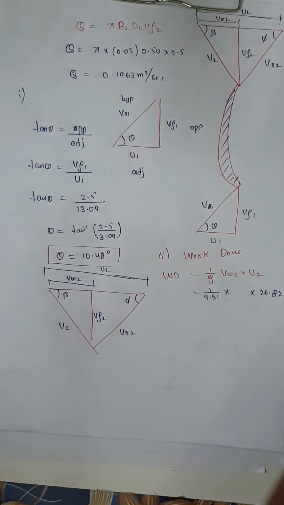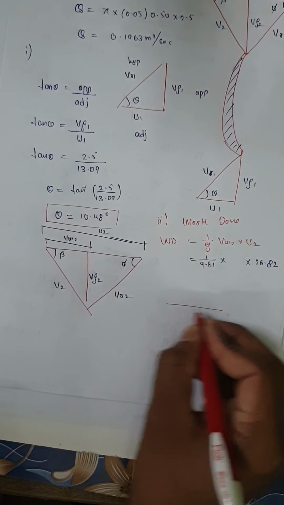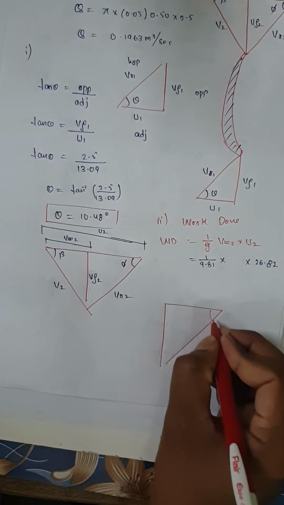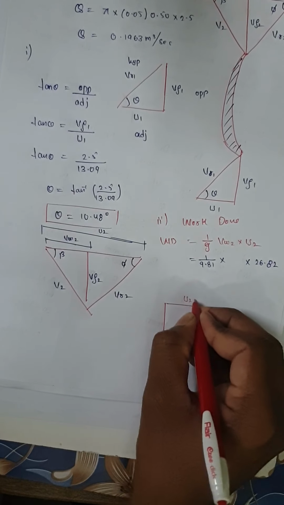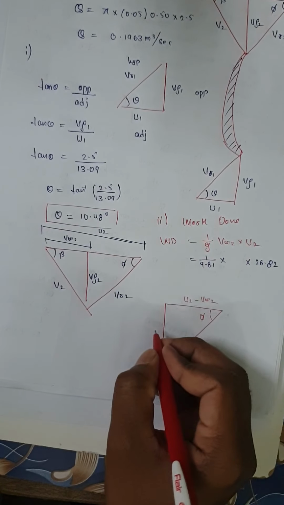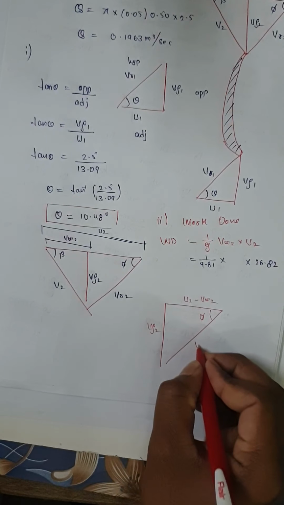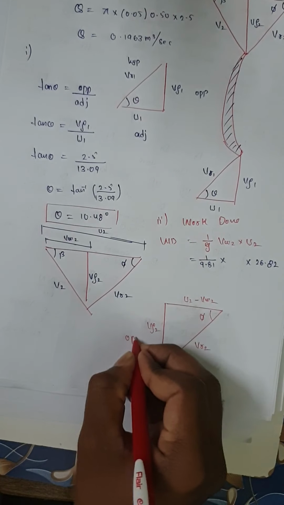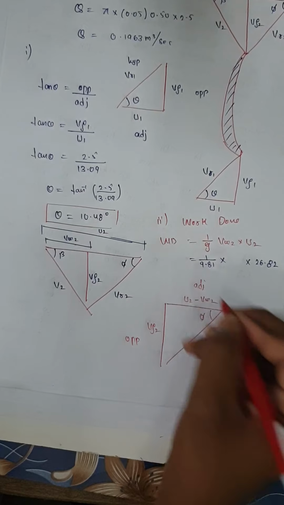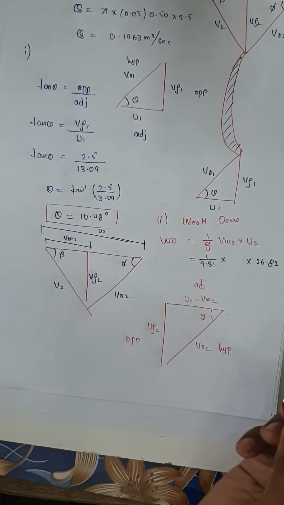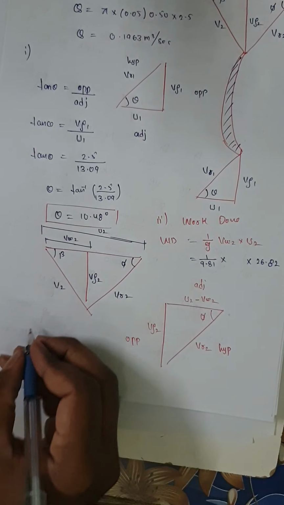But I have to select this one. So first you have to consider this one. This one is my pi, this one I take as u2, and this is vw2, and this one is the vf2, and this one is the vr2. This one I will take as opposite, this one is the adjacent, and this one is the hypotenuse. So I have to select the triangle.